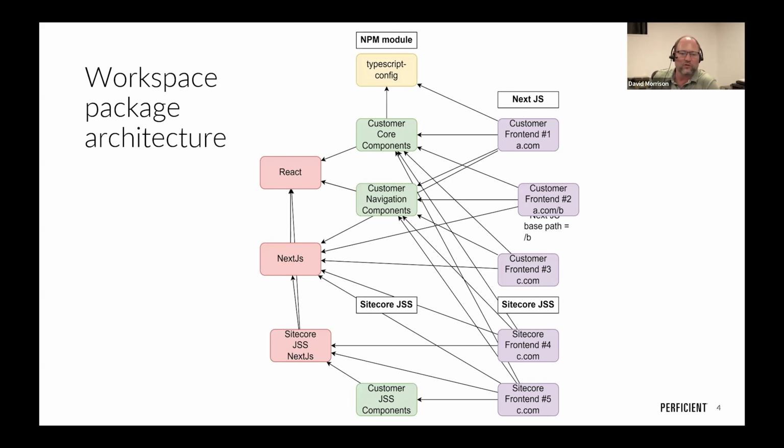Okay, I put this diagram together to illustrate how a fully fleshed out workspace architecture might look. It looks a little bit more complex, but it's a good representation of all the package dependencies for different sites. On the left, in the red, we have some of the core popular Node.js packages. You have React, Next.js, and then typically we'll have Sitecore JSS for Next.js.